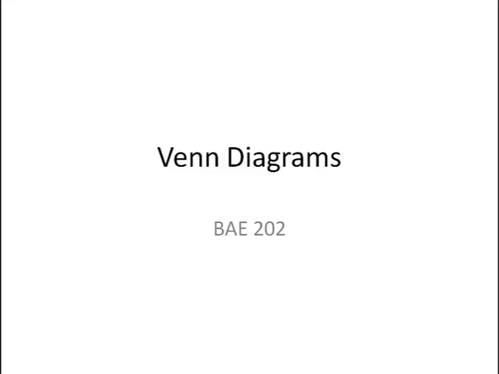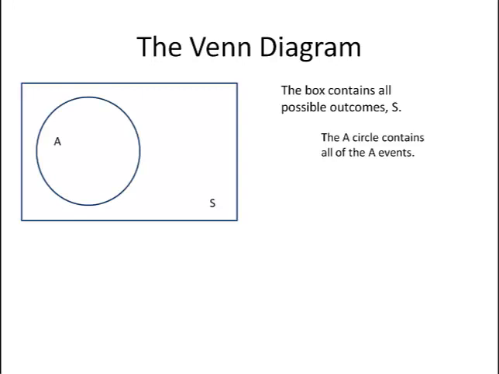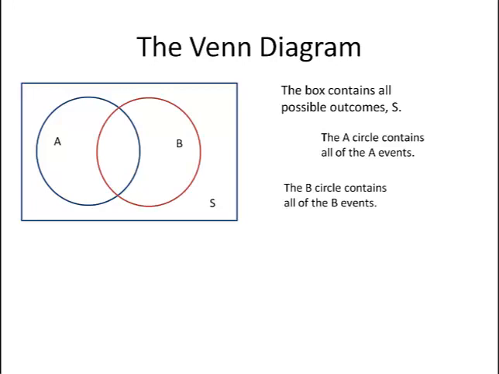All right, so this is the mini movie on Venn diagrams, and hopefully this will help with some of the Venn diagram confusion. Let's start off with just what a Venn diagram is. We start with a box which contains all possible outcomes, denoted as an S. The circle will denote a subset of those events, in this case events A, so that the A circle contains all of the A events. We can have another circle that will contain all of the B events.